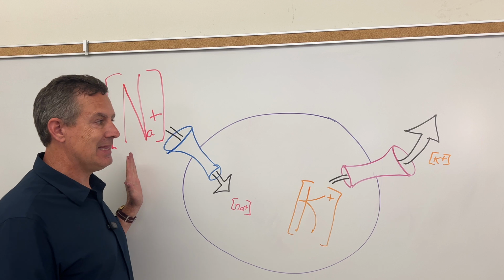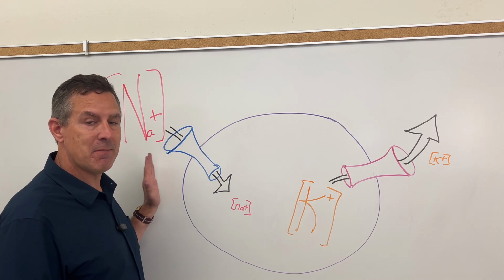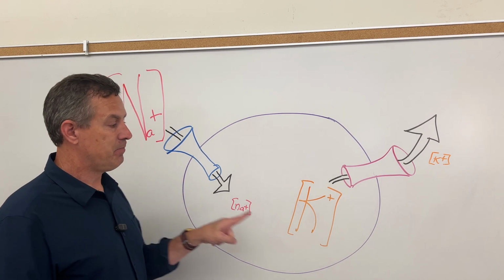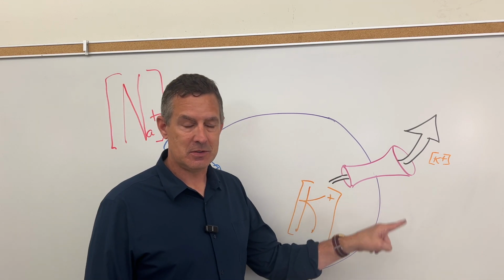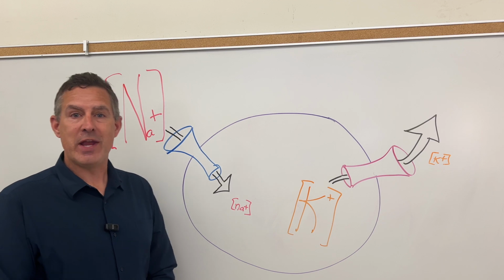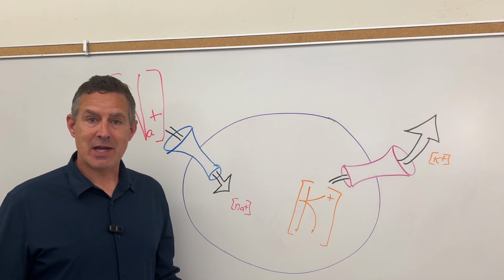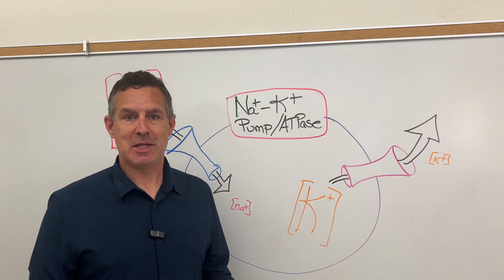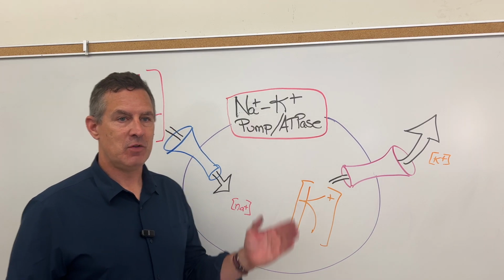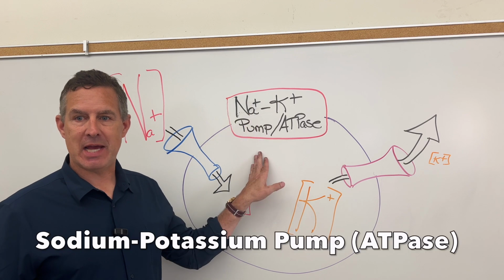But we need to maintain these chemical gradients of the cell. We want to maintain this high concentration of sodium outside of cells and a high concentration of potassium inside of cells. And the way that's achieved is utilizing this molecule of ATP. Maintaining these chemical gradients is achieved by the sodium-potassium pump.